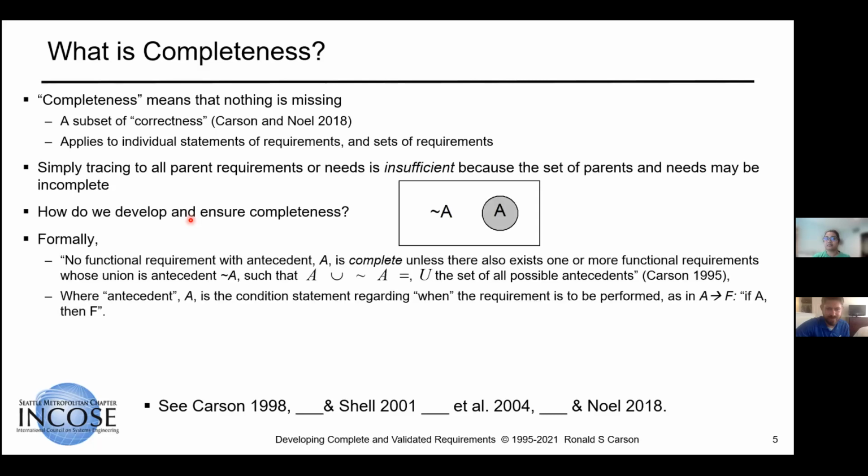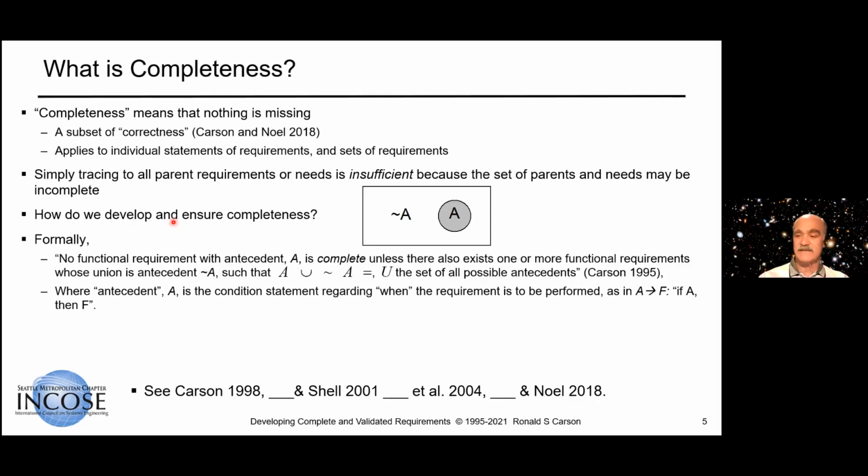Well, this is a graphic out of my first NCOSE paper. And formally, no functional requirement is complete unless there also exists another functional requirement, or more than one, whose union of antecedents, A union not A, is the universal set. What that means is you have a requirement for every possible condition of the universe. And you're going, how can that be right? Well, hang on, we'll get there.